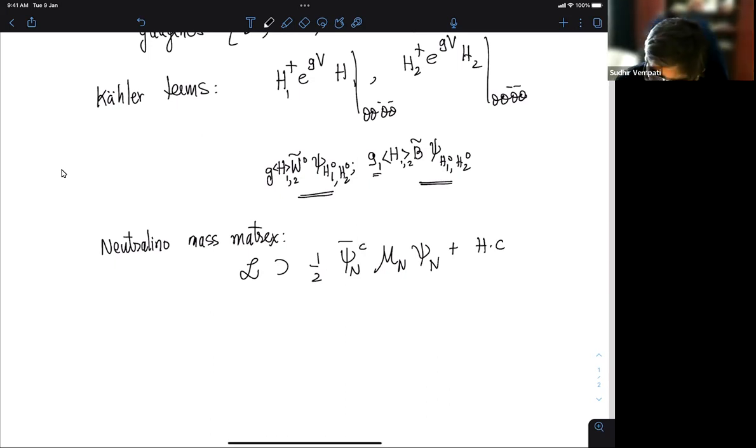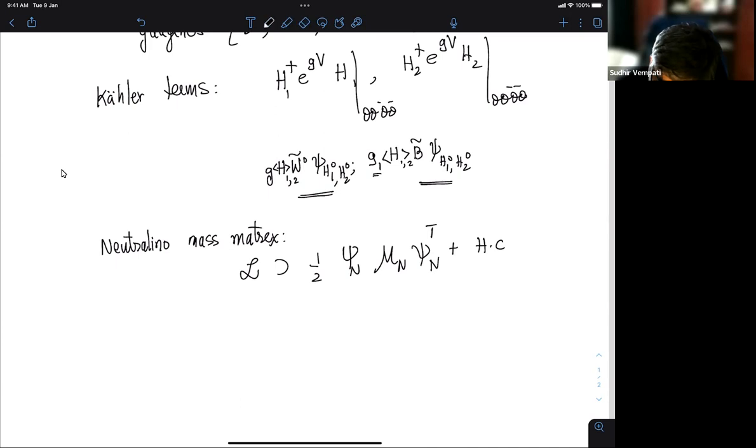Actually, it's a Majorana type mass matrix. You can write it as psi transpose psi, so M_N. You can further write it in this particular format. So let's start it this way.